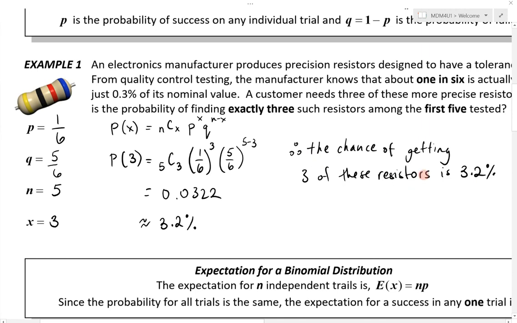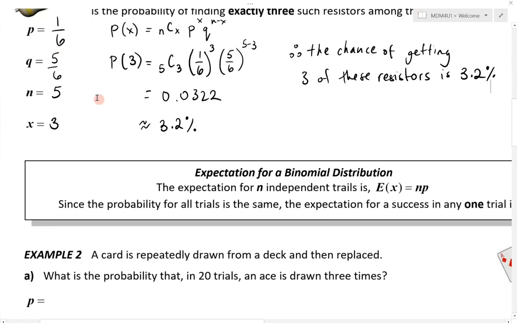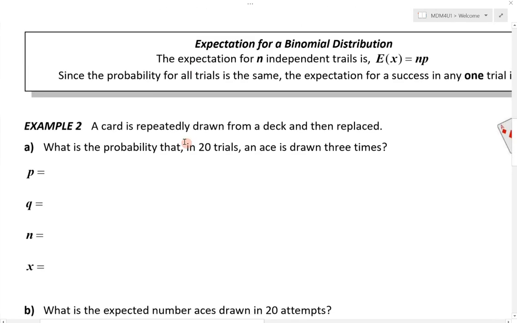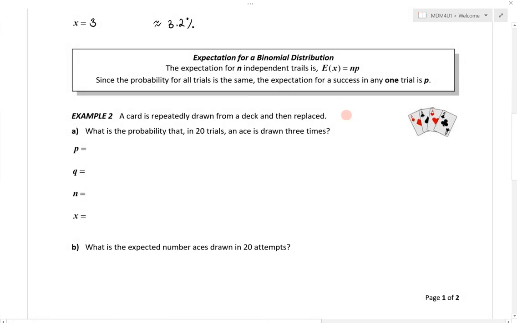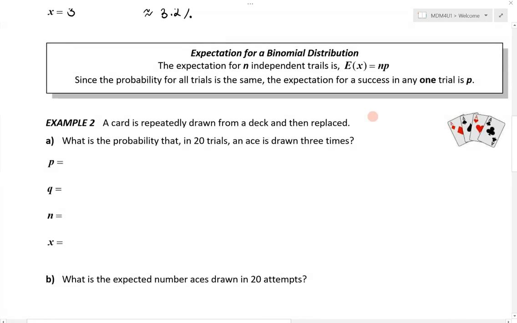Small probability. Okay, let's talk about expectation for a binomial distribution. The expectation for n independent trials is E(X) equals n times p. Since the probability for all trials is the same, the expectation for success in any one trial is p. Okay, so let's look at an example. A card is repeatedly drawn from a deck and then replaced.